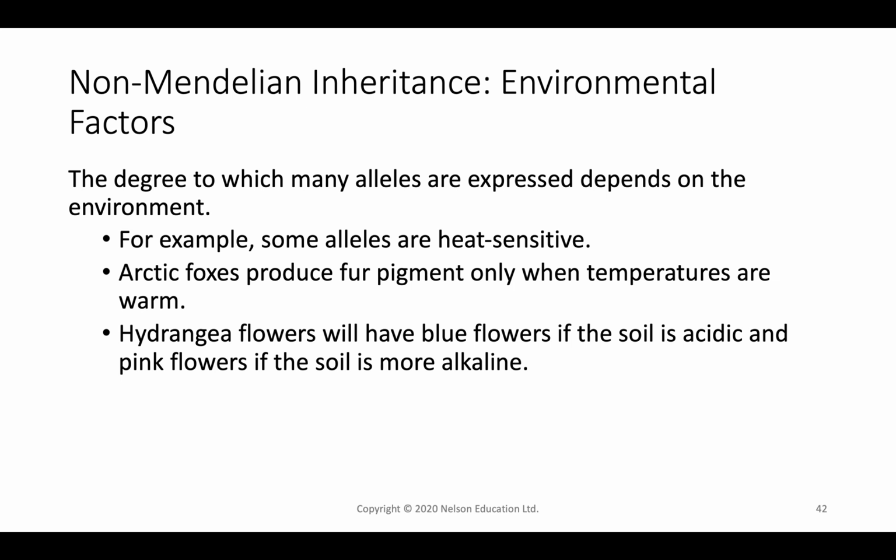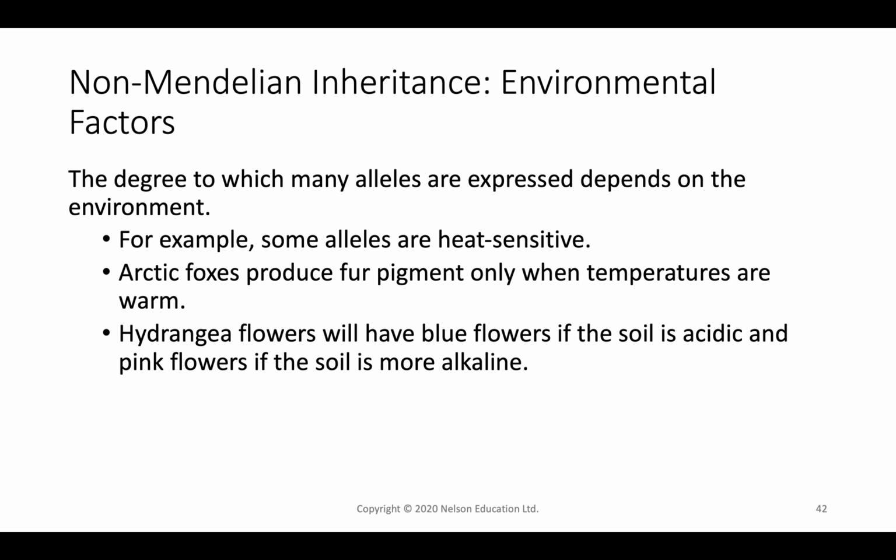Siamese cats are going to produce fur pigment only when the temperatures are colder than their body temperature. So the main part of their body is going to be white, but their ears and their paws and the ends of their tails are going to be darker because these are going to be the areas of their body where the blood cools a little bit.